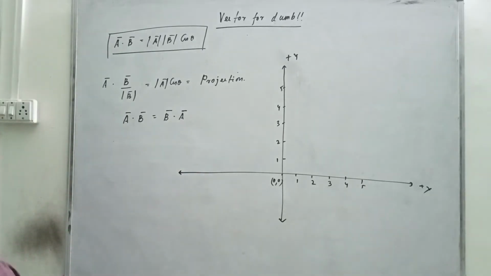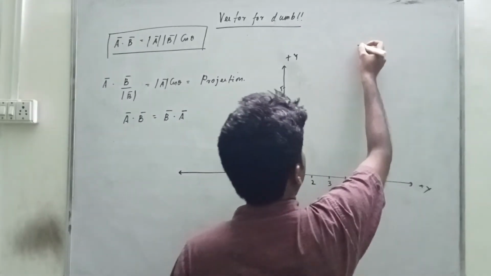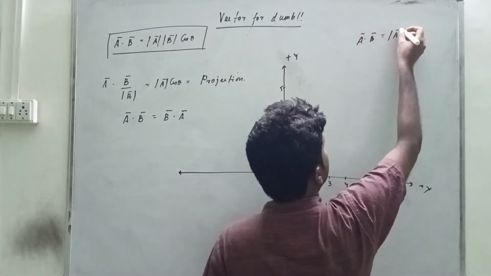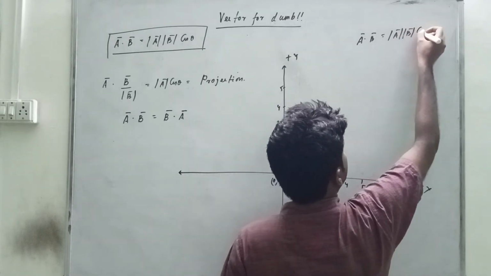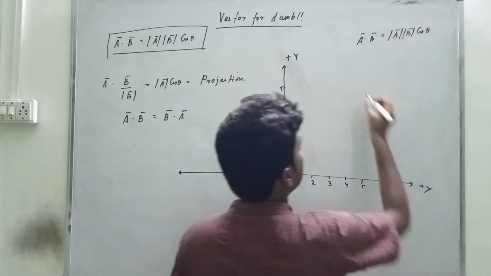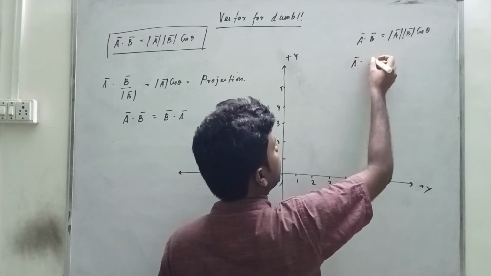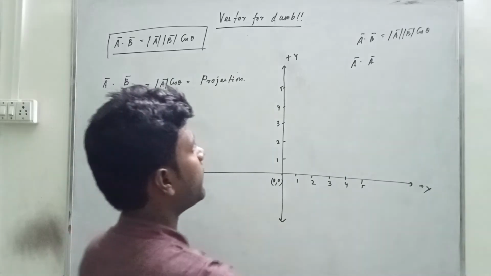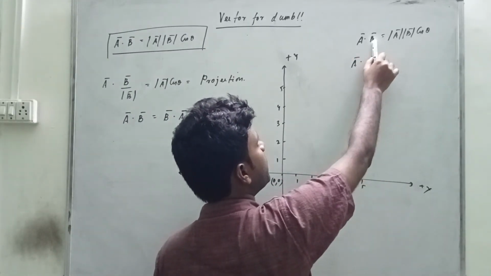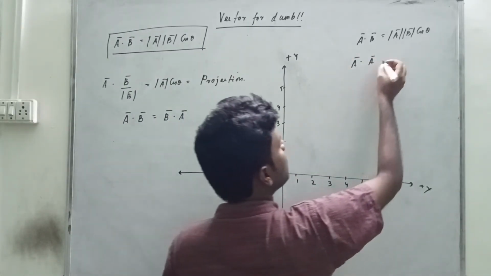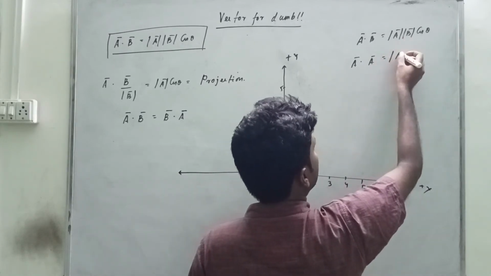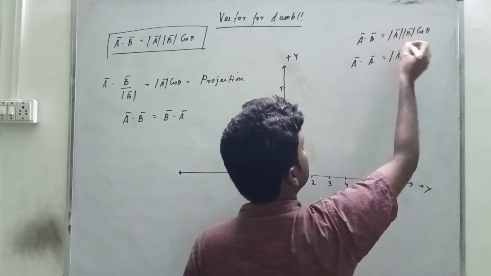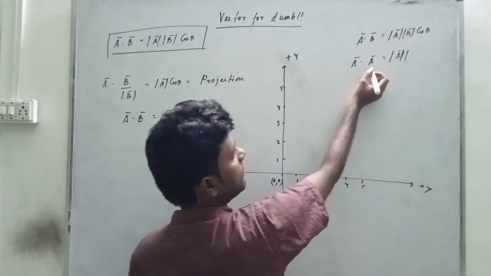Okay. So just think, if A dot B equals the magnitude of A times the magnitude of B times cos theta, then what will happen with A dot A? Just place A instead of B. So obviously there will be A, so fix it, and instead of B you just place A here.